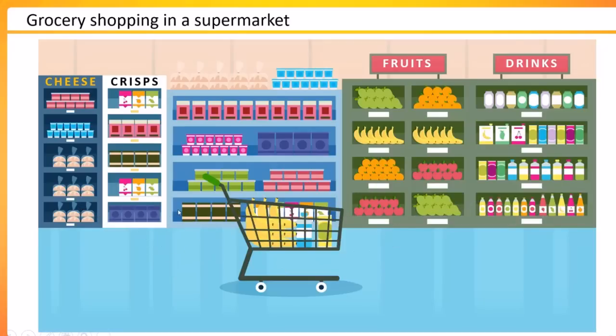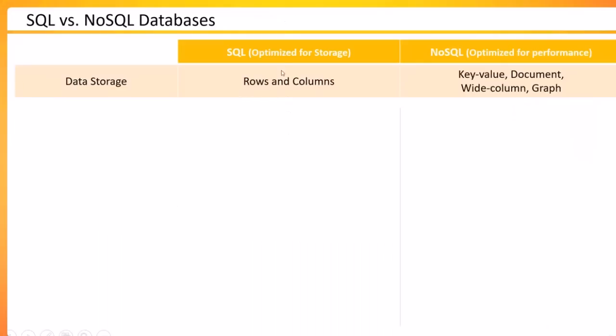Right. So, differentiation between them. SQL databases are optimized for storage. What I mean by that, I'll explain in a minute. NoSQL are optimized for performance. I'll explain that too. Now, data storage in terms of SQL database is rows and columns.